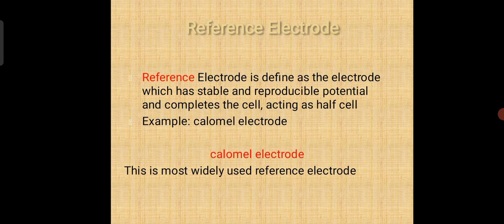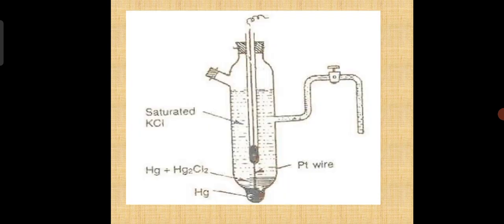The second is the secondary reference electrode. The main example is the calomel electrode. This is the most widely used reference electrode. See the diagram of the calomel electrode.